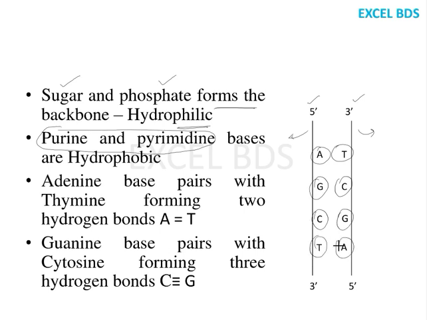And what is the pairing? The pairing is always adenine binds with thymine and guanine binds with cytosine. And how many bonds? Adenine double bond with thymine, guanine triple bond with cytosine. So by the bonding also you can see G pairing with C is the strongest bond. Okay, it is the strongest because it has a triple bond when compared to the double bond.